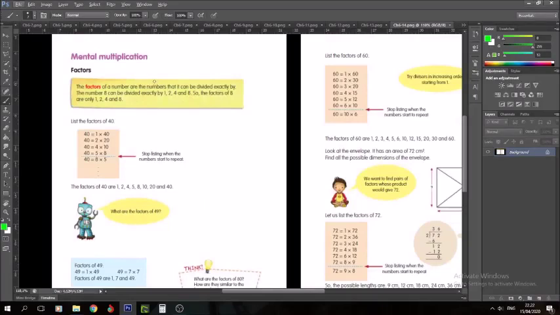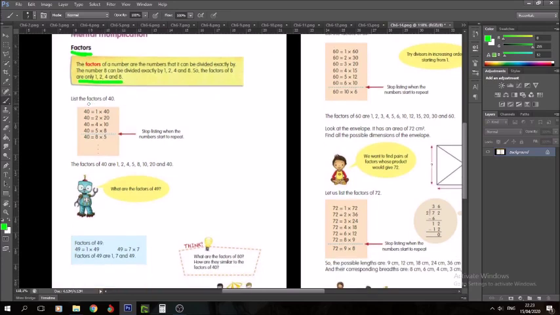Mental multiplication. To learn mental multiplication, you must know about factors. The factors of a number are the numbers that it can be divided exactly by. The number 8 can be divided exactly by 1, 2, 4, and 8. So the factors of 8 are only 1, 2, 4, and 8.